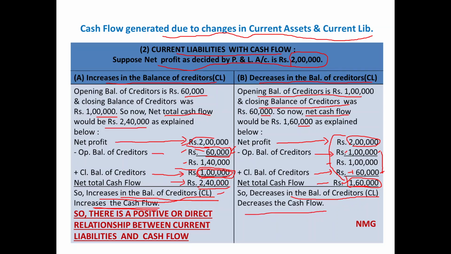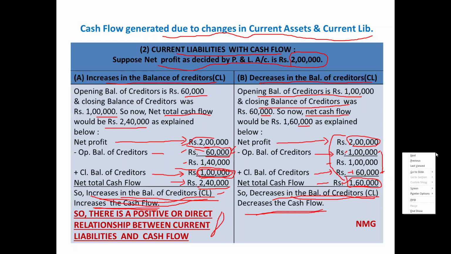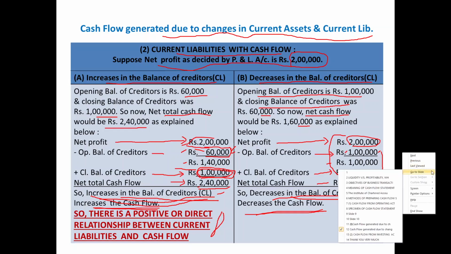Over here on the left hand side it was increases in the balance of creditors increases the cash flow. On the right hand side, decreases in the balance of creditors decreases the cash flow. So there is a positive or direct relationship between current liabilities and cash flow. This relationship will apply to any components of current liabilities, a positive and direct relationship between current liabilities and cash flow. So this was a logical, conceptual discussion to decide the impact of cash flow generated due to changes in current assets and current liabilities.